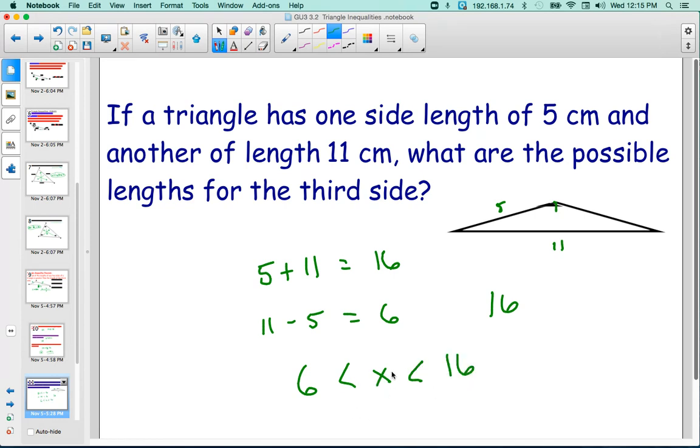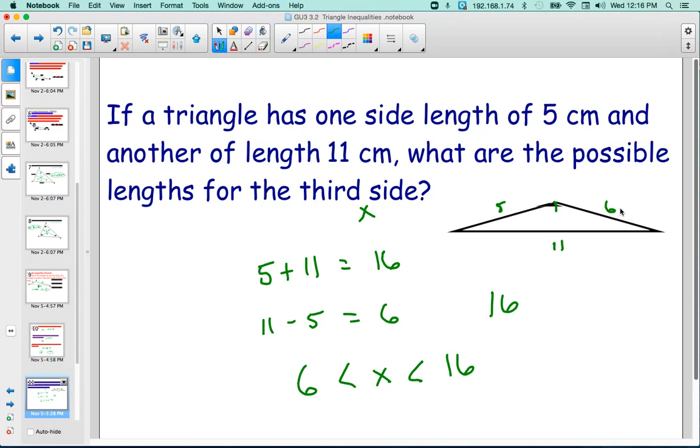This tells me that the third side, if I were to name it a variable, we're going to name it x, has to be bigger than 6, and less than 16. So it has to be a little bit bigger than 6 and a little less than 16. Anywhere in between there would work for the triangle. Now again, how the triangle looks would be a little different. This is an example of the triangle.